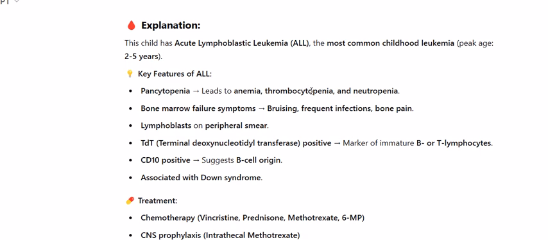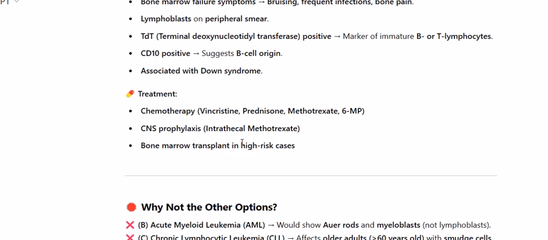Associated with Down syndrome. Treatment: chemotherapy, vincristine, prednisone, methotrexate, 6-MP, CNS prophylaxis with intrathecal methotrexate, and bone marrow transplant in high-risk cases.